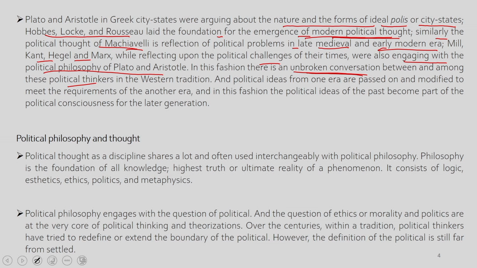Political philosophy particularly engages with the question of the political, and the questions of ethics and politics are at the very core of political thinking and theorization, as I have discussed in the beginning of this lecture. Over the centuries, within a tradition, political thinkers have tried to redefine or extend the boundary of the political. So, the understanding of the political, however, among political philosophers is not settled.